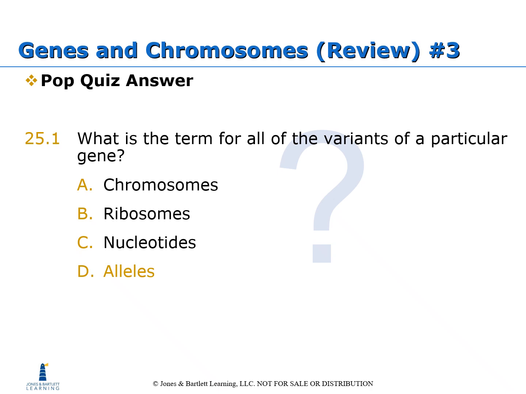And the answer is D. Alleles. What are the variants of a gene called? That's allele. Chromosomes hold DNA. Ribosomes make proteins. Nucleotides are DNA building blocks. So the answer is definitely D. Alleles.